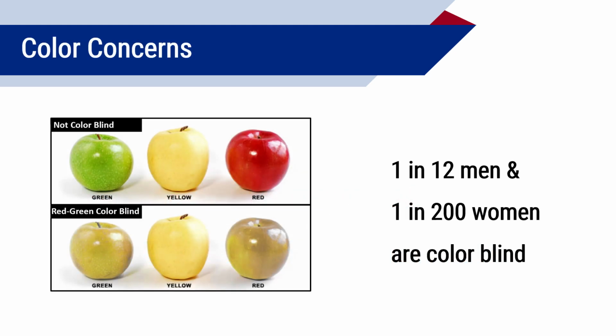Speaking of colors being less noticeable, did you know that 1 in 12 men and 1 in 200 women are colorblind? To illustrate how that might impact us as content creators, here's a picture showing a green, a yellow, and a red apple as they appear to someone who is not colorblind. And below it is a picture of how those same apples would appear to someone who is red-green colorblind, which is the most common form of colorblindness.